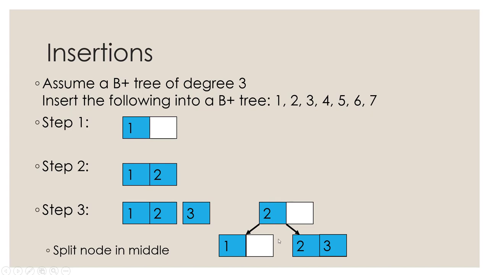Anything less than 2, go to this node. Anything including 2 and up will go here. Okay, so these are the actual data that we see here. This is just an index value.